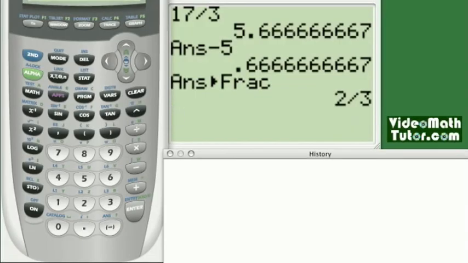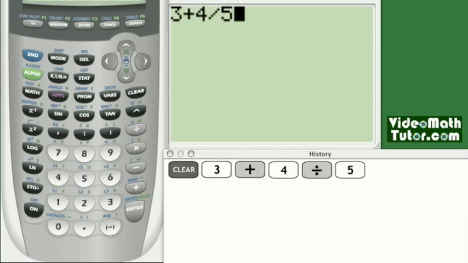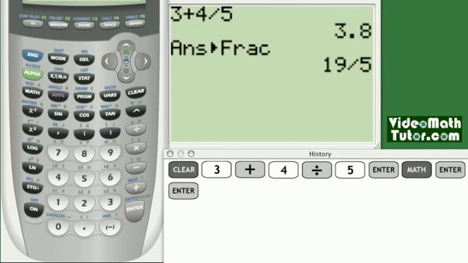Our first step is, of course, to clear our display. And now let's input our mixed number. 3 plus 4 divided by 5. And enter. Okay. Now let's just press the math key and then enter again. There it is, 19/5.